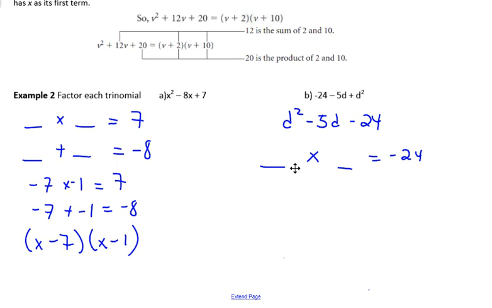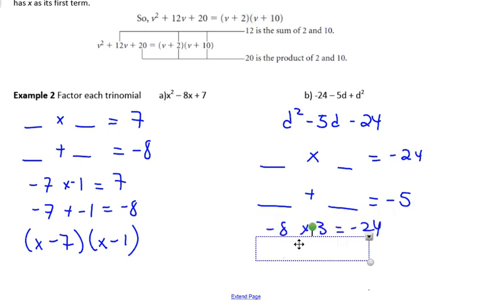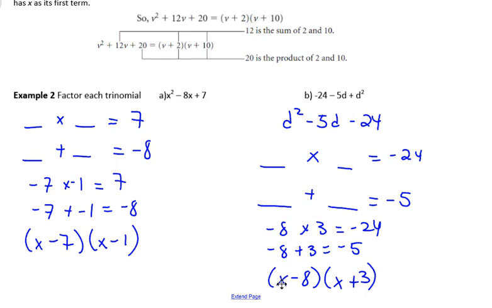So again, two numbers that multiply to negative 24 and add to negative 5. The two numbers that multiply to negative 24 are negative 8 and 3. If we add them together, we get negative 5. So our factors are negative 8 and 3, sorry. So we write down x minus 8 and x plus 3. Those are the two factors for this trinomial.